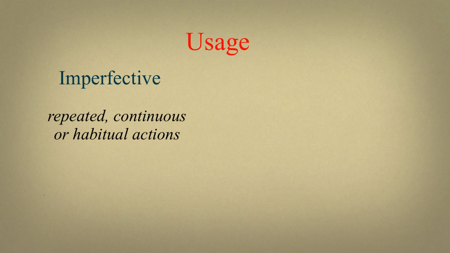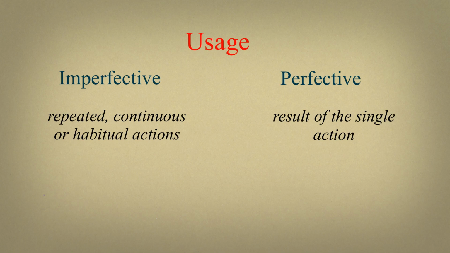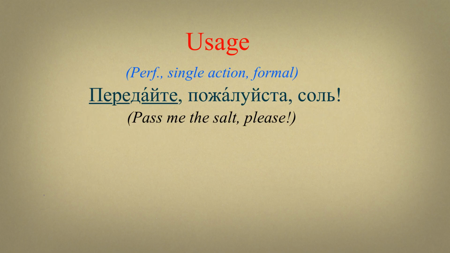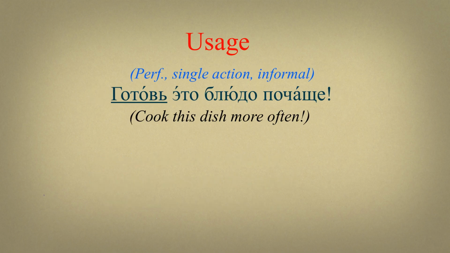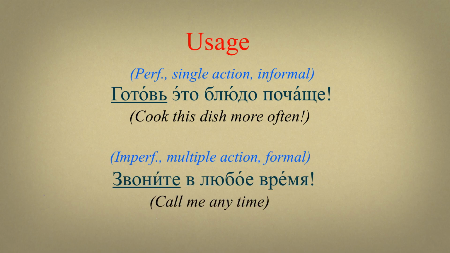When using the imperative mood, you should pay attention that you use imperfective verbs in repeated, continuous, or habitual actions, and perfective verbs in the result of the single action. For example, передайте, пожалуйста, соль. Напиши мне свой адрес. Готовь это блюдо почаще. Звоните в любое время.